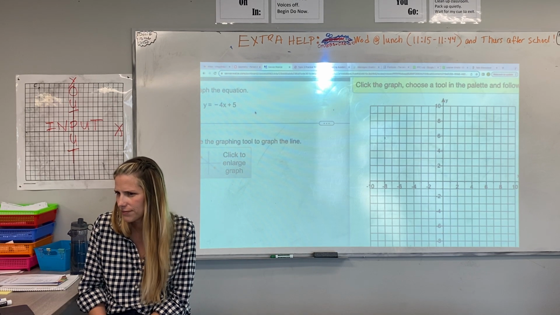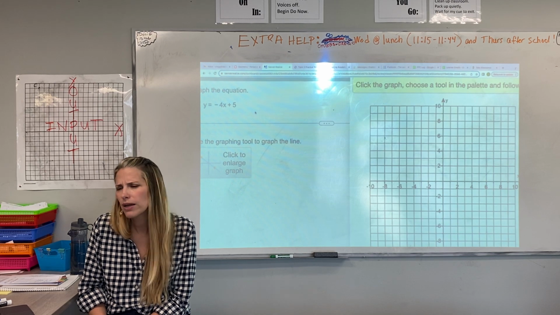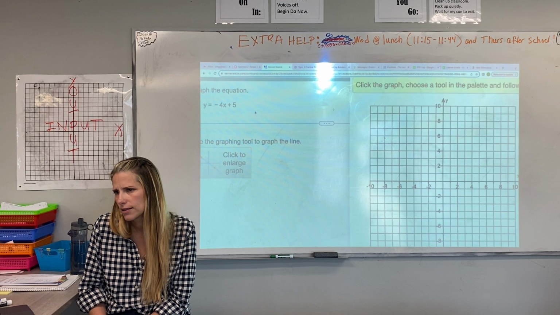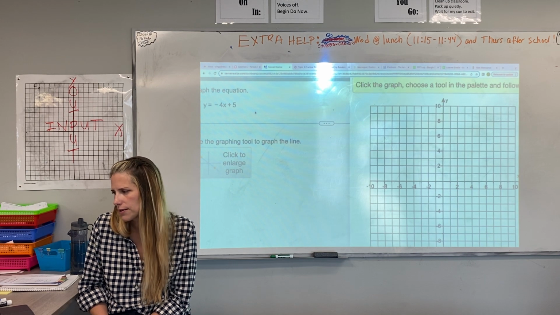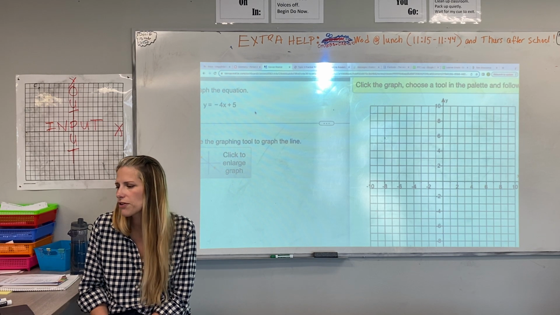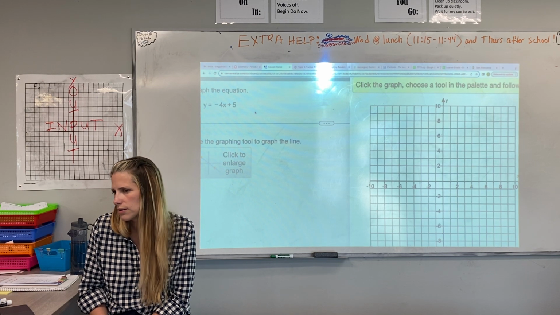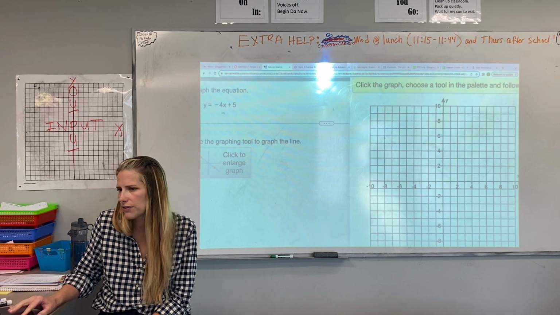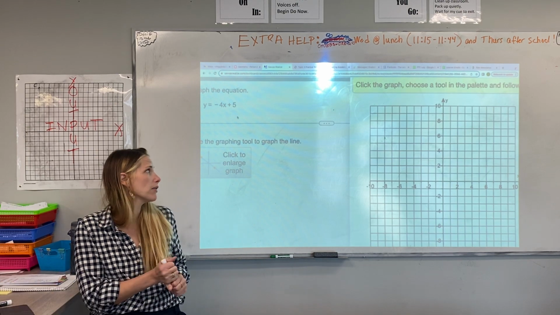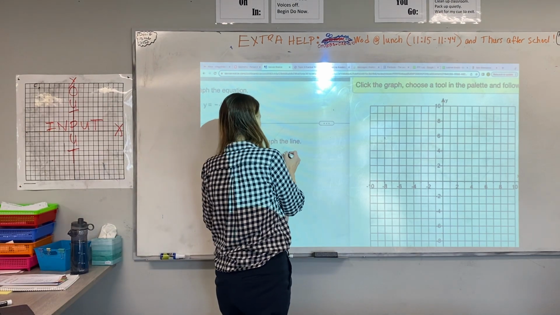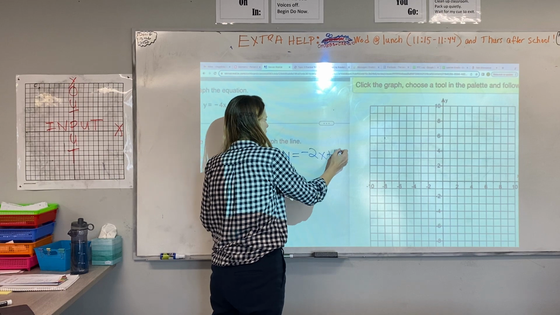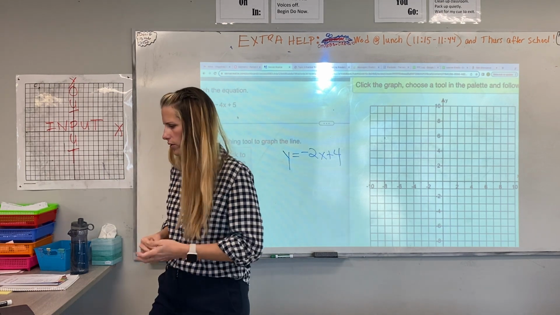Is that what you were going to say? What were you going to say? I didn't really know what to do, but for this one, do you put the negative 2? Oh, do you have a different one? Tell me what you have. y equals negative 2x plus 4. Okay, so this is the one we're gonna graph, so that's not too confusing for you.